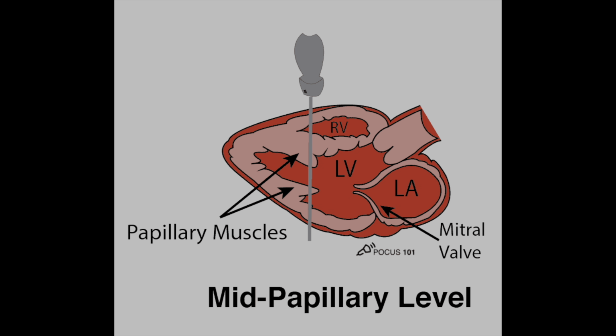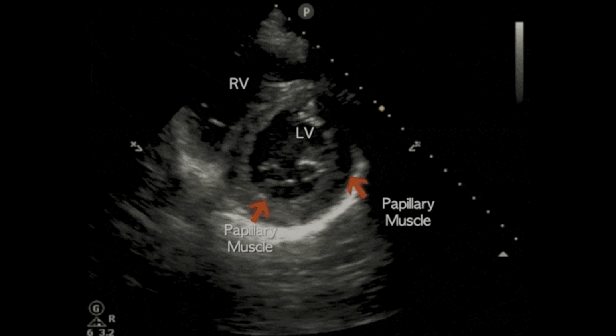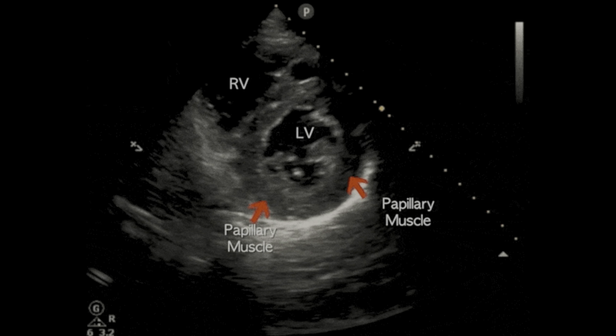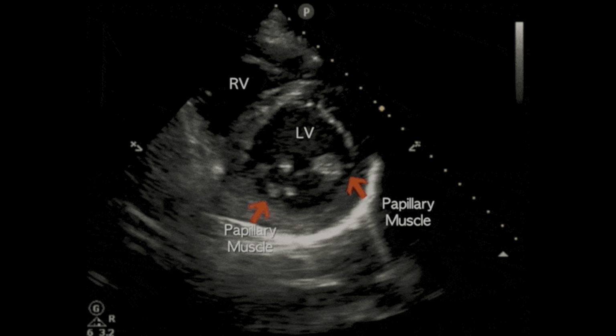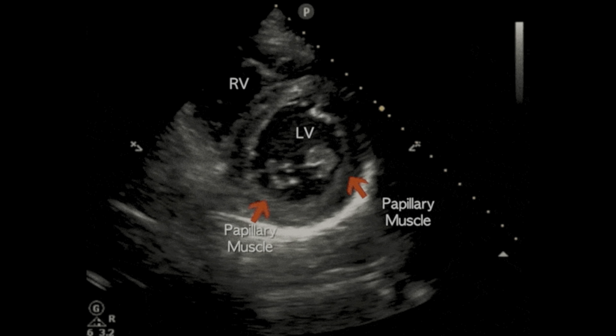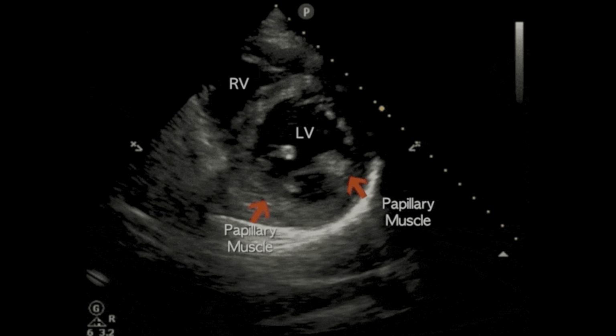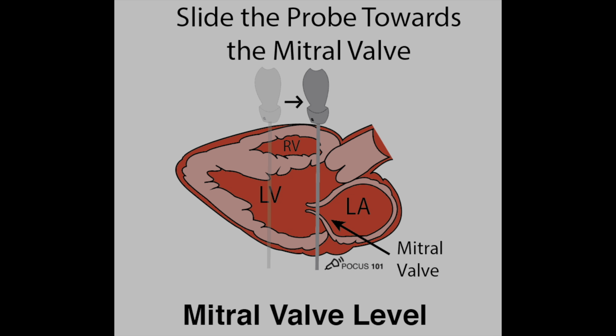Parasternal short axis view at the mid-papillary level is the most common view that we would like to get in an emergency setting. It can give you very useful information regarding overall ejection fraction, right ventricular dysfunction, and left ventricular regional wall motion abnormality.